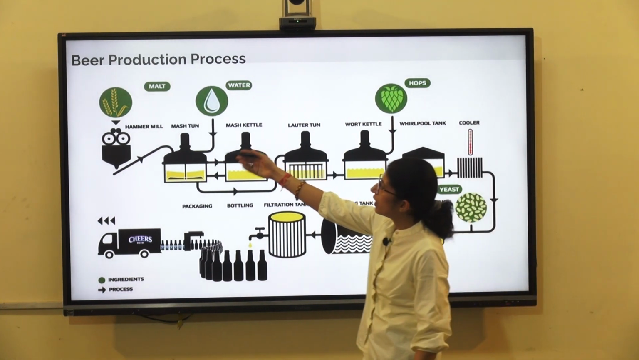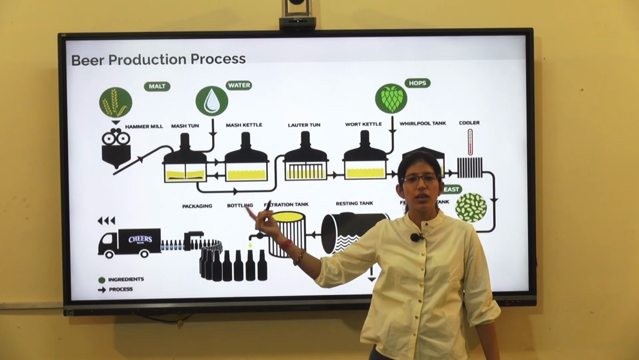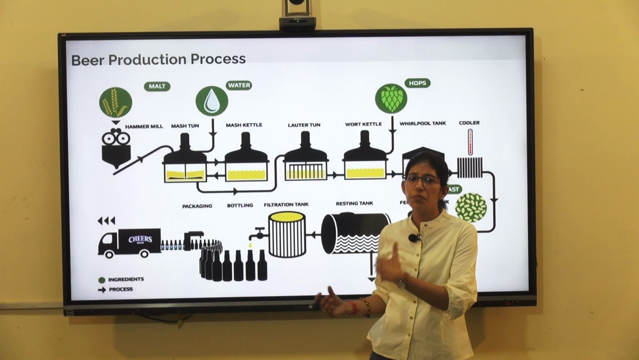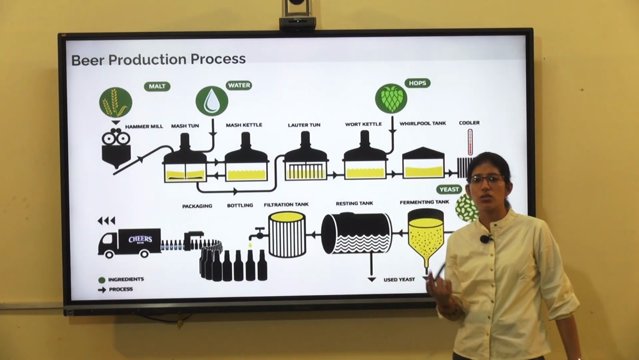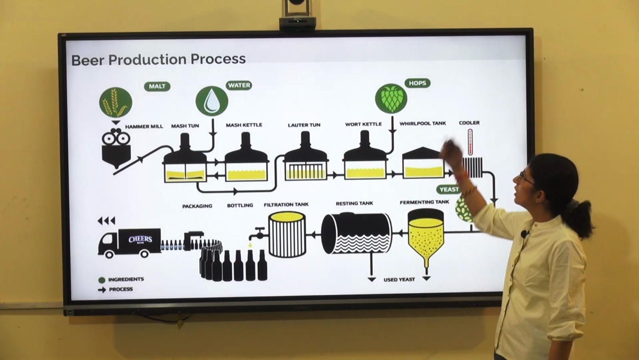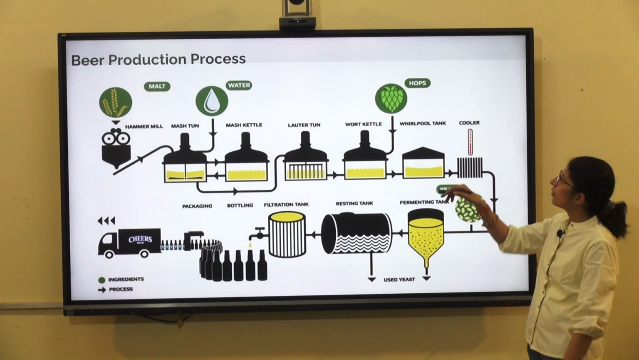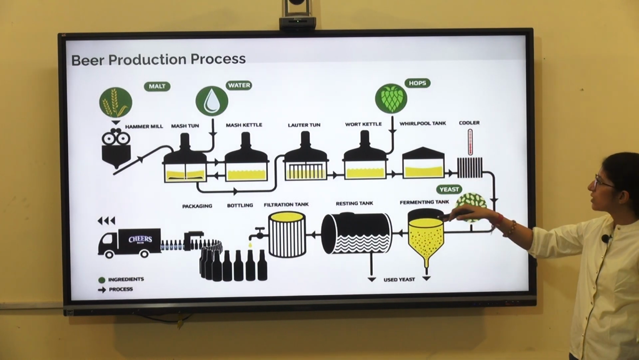So we have taken the malt from the grains, and these have been sent to the hammer mill and mash tun. In the previous video we have already discussed in brief the beer manufacturing process, but this is again a pictorial representation just to revise the concept. Then it is sent to the mash kettle, lauter and wort kettle. In the wort kettle we add the hops, followed by a whirlpool tank to mix the hops with the previous contents.